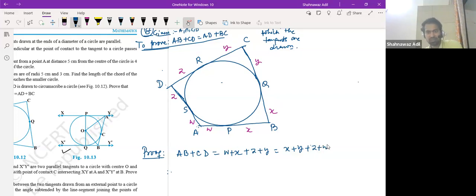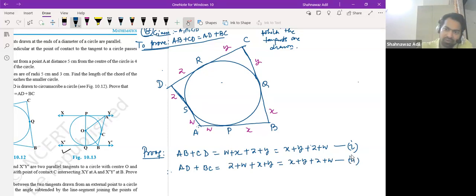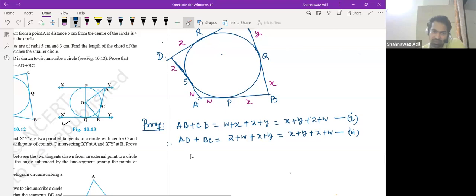Any confusion in this, guys? Any doubt? No, sir. So let's say this is 1. And what is AD plus BC? What is AD? AD is Z plus W, and BC is X plus Y. So we can rearrange this and write X plus Y plus Z plus W. So this is our second equation. So from first and second, what can we write? RHS is equal. So from first and second, we can write AB plus CD equal to AD plus BC.